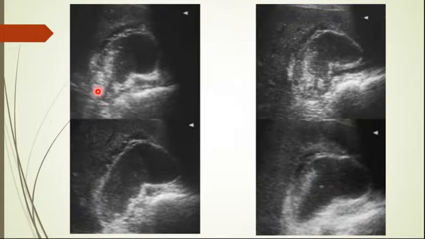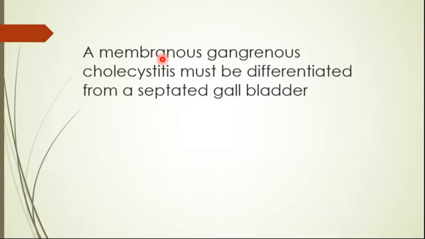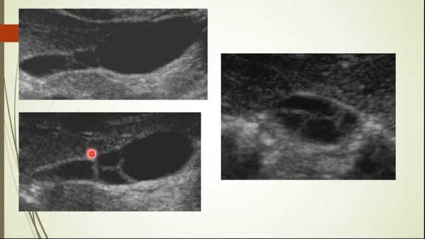Another example, you can see the gallbladder here is perforated and there are floating membranes within the gallbladder with pericholecystic edema, the whole thing. This was a necrotic gallbladder filled with sloughed mucosa and it was acalculous cholecystitis. Also another example of membranous gangrenous cholecystitis, sloughed mucosa filling the gallbladder lumen. A membranous gangrenous cholecystitis must be differentiated from septated gallbladder. Keep that in mind. For example, here you have just a few septa within the gallbladder, here and there. Is it sloughed mucosa? Of course not.